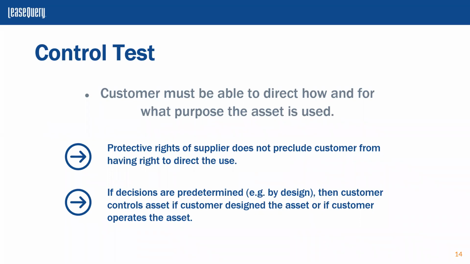The first one I wouldn't say is obvious, but after you talk about it, it sounds pretty obvious. The protective rights of the supplier don't preclude the customer from having a right to direct the use. So you may have a lease of an airplane and they say you can't fly it in this controlled airspace. Again, that's a protective right. It's not precluding you from directing the use. Also, if the decisions are predetermined, then the customer may control the asset if the customer designed it or if they operate it.